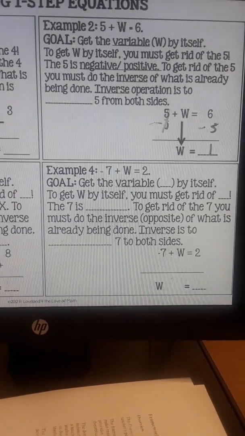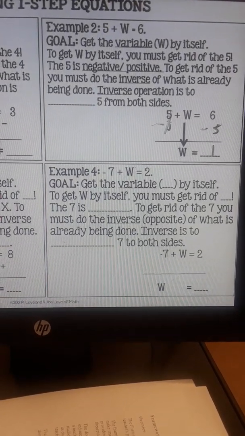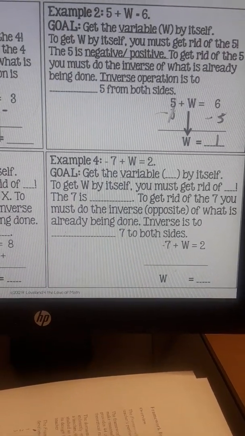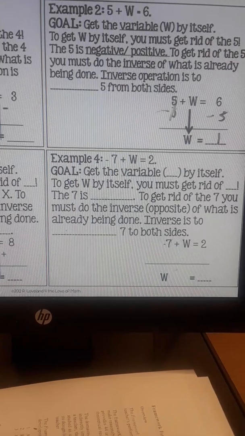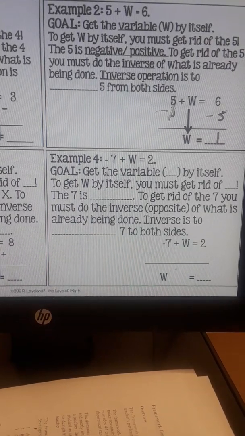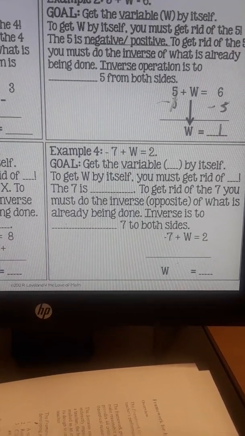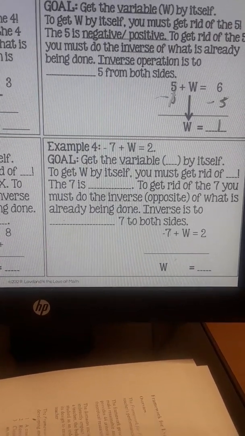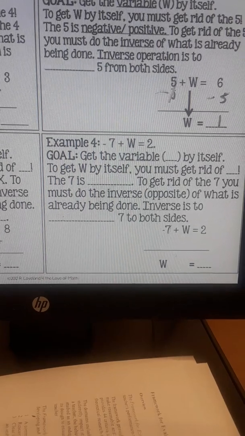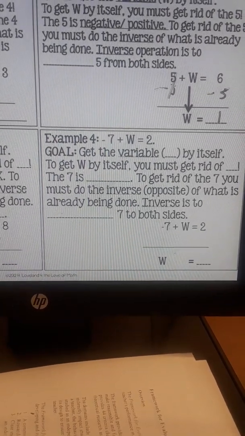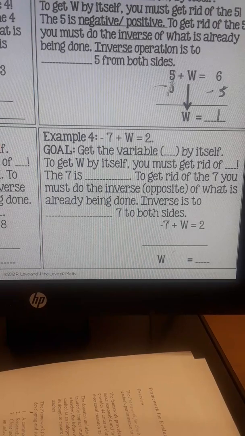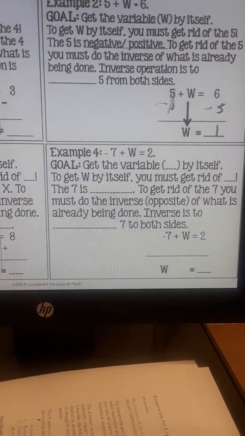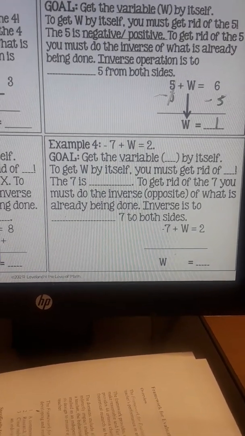Here's example 4, negative 7 plus w equals 2. So again, the goal is always to get the variable by itself. So to get w by itself, you must get rid of the negative 7. The 7 is negative, is another way of saying that. So say the word negative. To get rid of the negative 7, you must do the opposite, which is to add 7 to both sides.